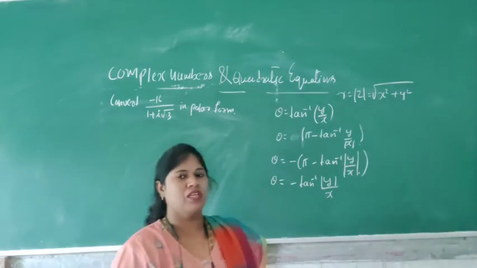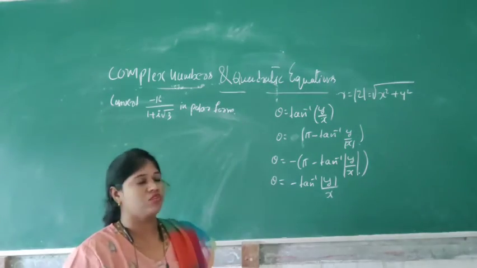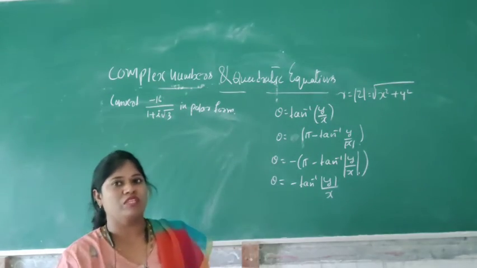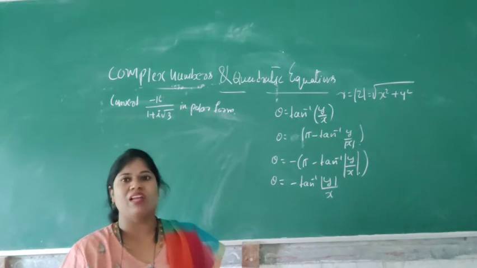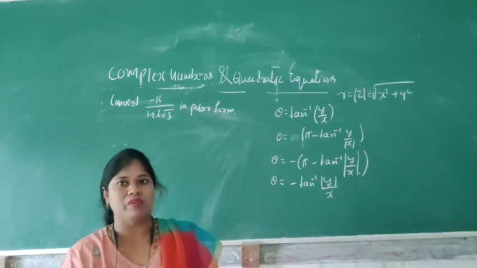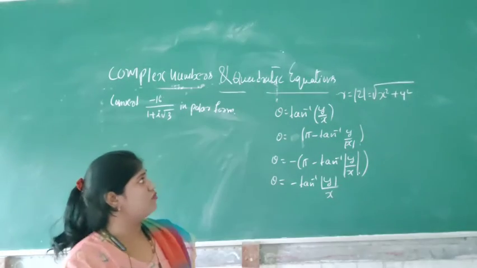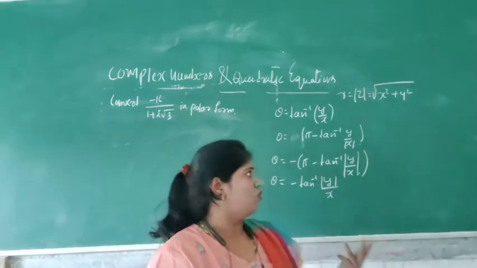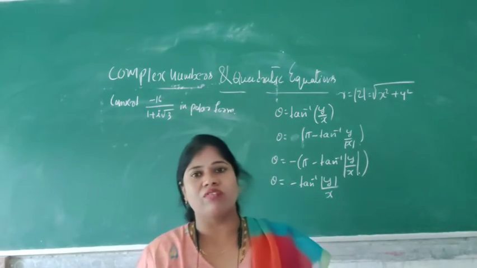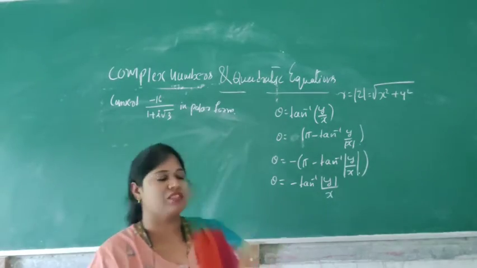Good morning, students. Today we are going to discuss writing the polar form of a complex number. We have already learned the polar form of a complex number and done simple problems. To find the polar form, we need to know that z equals r of cos theta plus i sin theta. That is the polar form of a complex number.